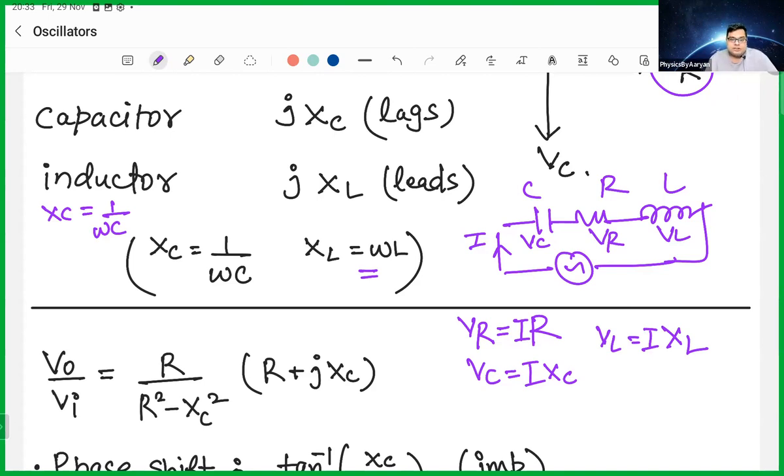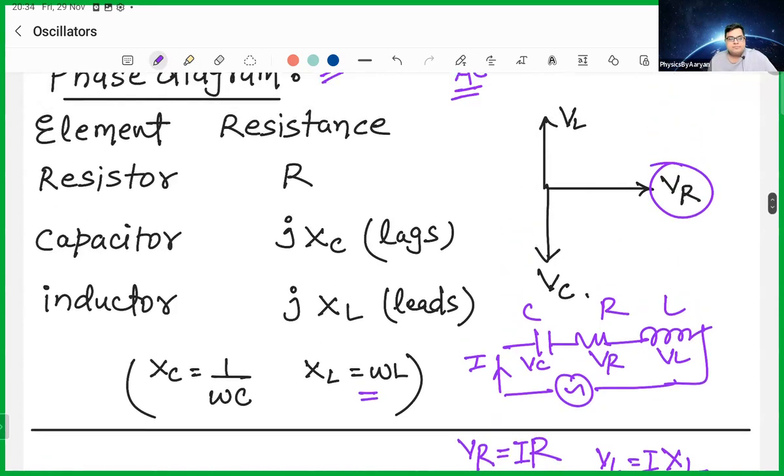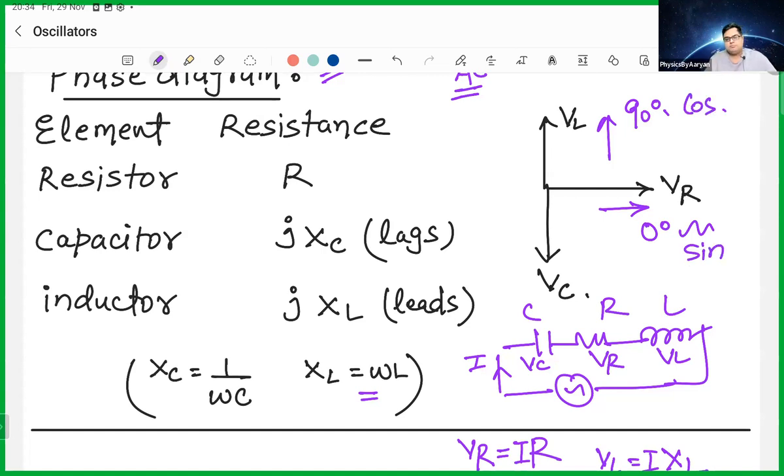Okay. Now there is a very interesting part. So can I say the total voltage is IR plus IXC plus IXL? No, that I cannot say. Okay. So why? Because there is a phase difference. For example, if the voltage in resistor is 0 degree, then the inductor voltage will lead by 90 degree. 90 degree basically means if this is a sine wave, then this will be a cosine wave. Okay. So if the voltage in a resistor is sine, then the voltage in a capacitor will be cosine.